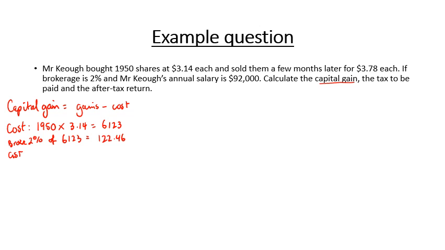Because remember, this is buying shares. All right, so this is the process we've gone through. So then we've got 10% of our brokerage, $122.46. If you've forgotten how to do this, please revisit buying shares. So it gives us $12.24.